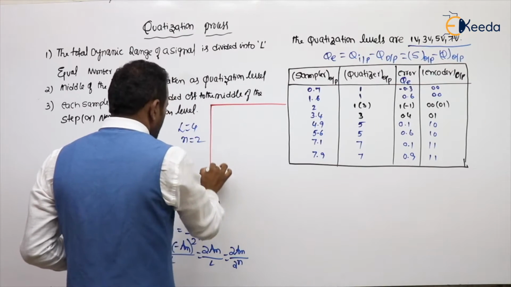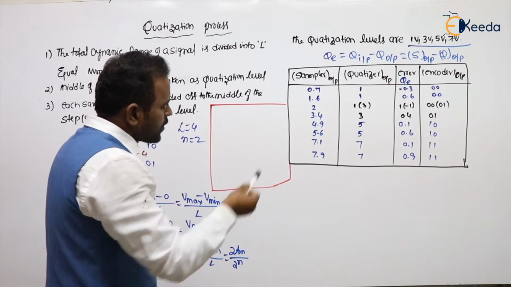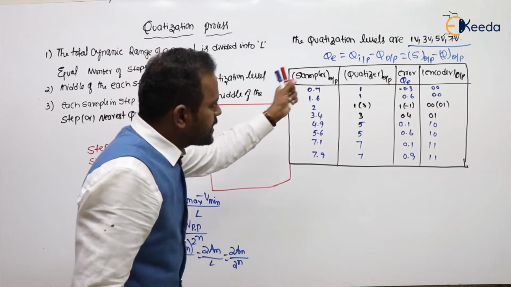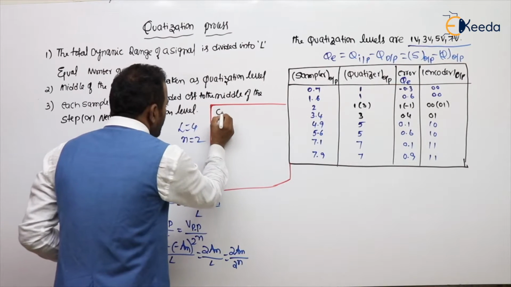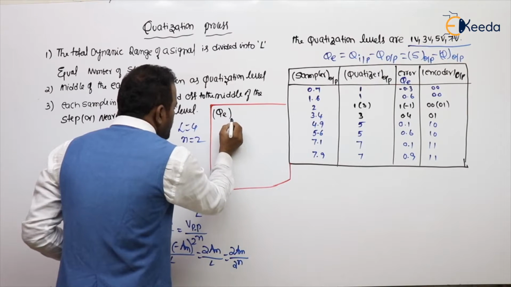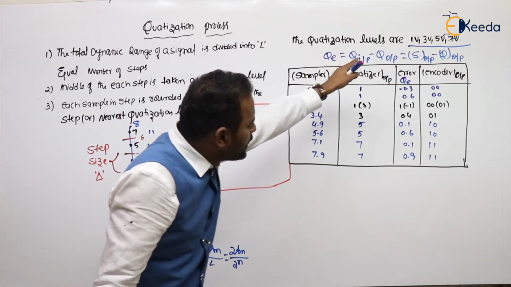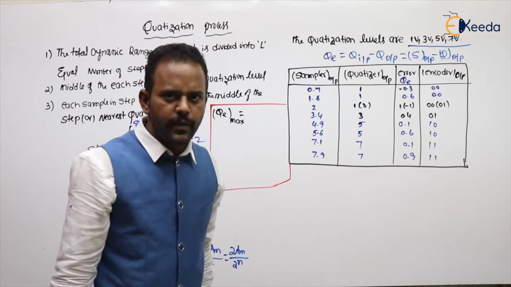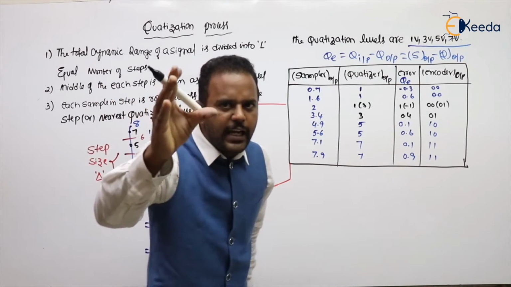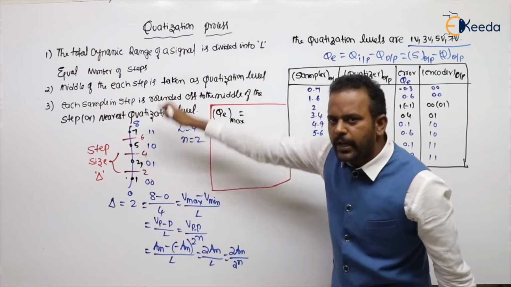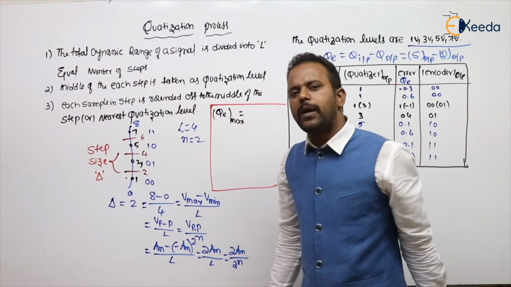Now you can observe here. See the quantization table and see the quantization error column. If you see the quantization error column, you can tell me the maximum quantization error you got by seeing the table. Yes, plus or minus 1. You can take any sample in this total dynamic range of 0 to 8 and quantize it. The error will never be more than plus or minus 1.